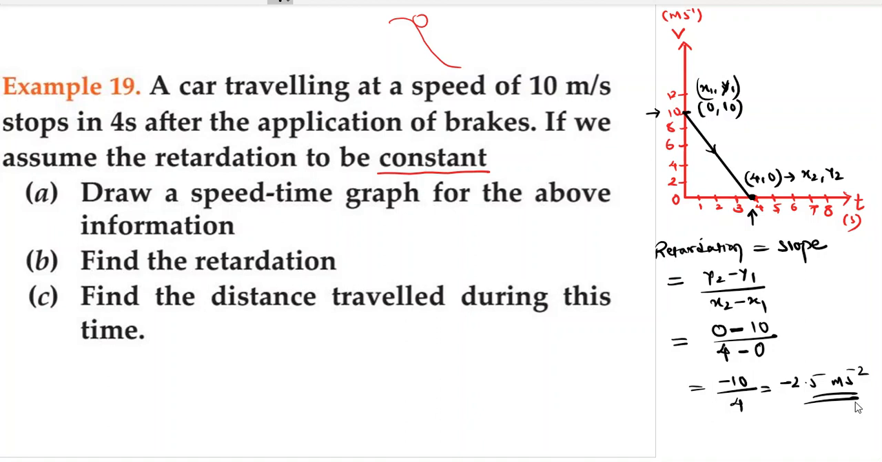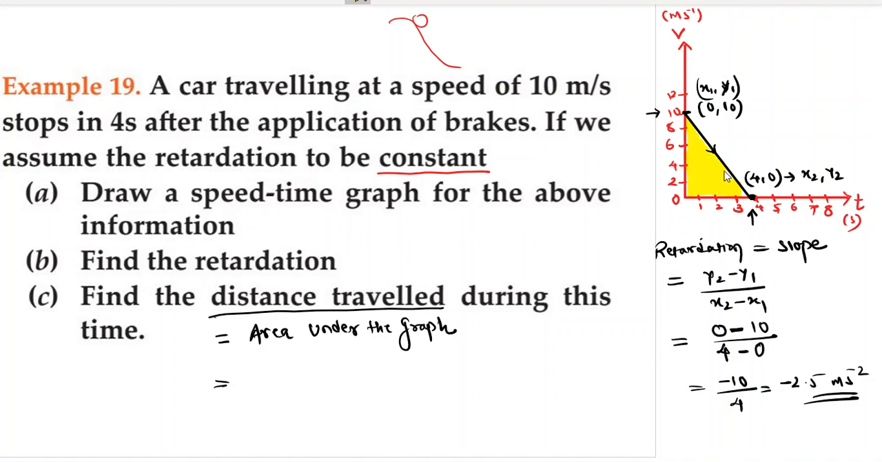And find the distance traveled during this time. How to find the distance traveled from a speed-time graph, the VT graph? Distance traveled is equal to the area under the graph. Please note down everything I'm writing. Distance traveled is area under the graph. So what is the area of this portion here? Let me just color it. What is the area of this yellow portion?